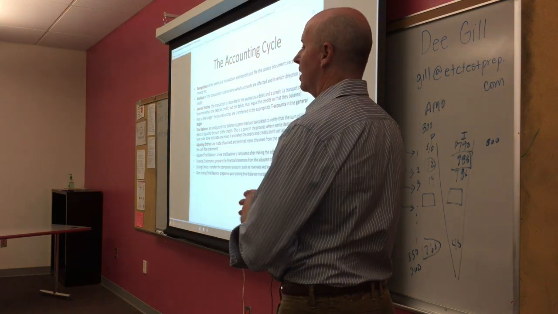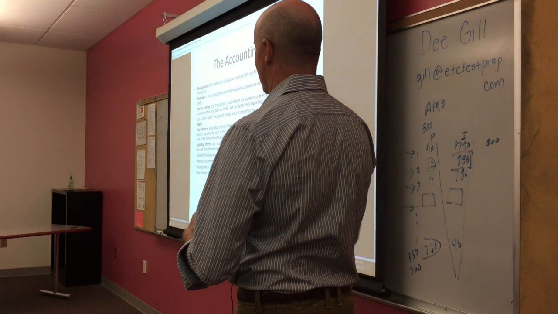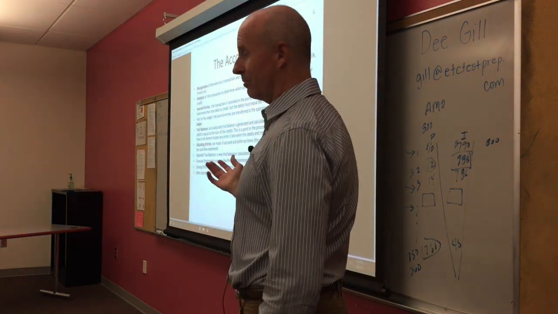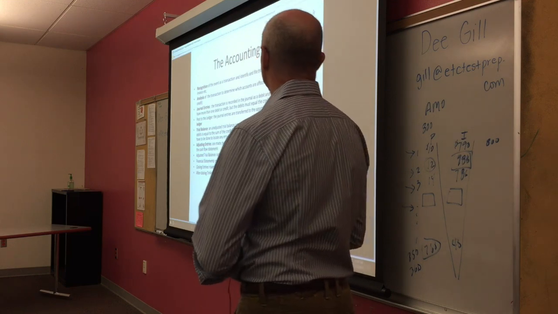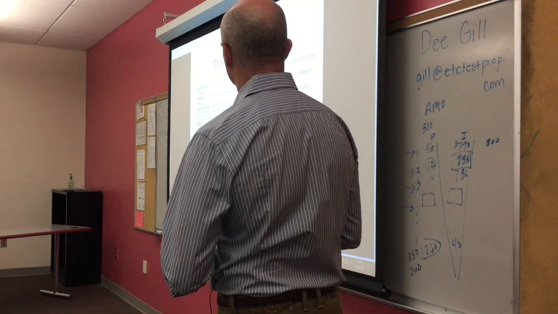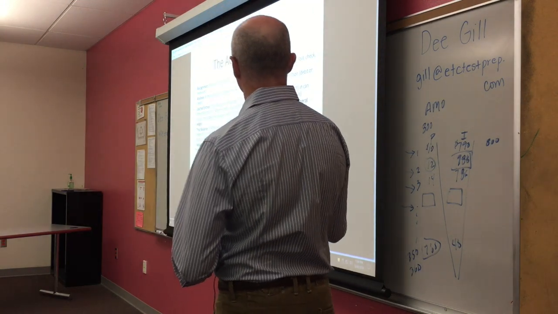So if it's an invoice from your landlord, and okay, now we've got to pay rent. That's going to affect cash. We're going to reduce cash, and the expense will be the landlord, right? So then you have your journal entries, and the journal entry is where the transaction's actually recorded as a debit and credit.